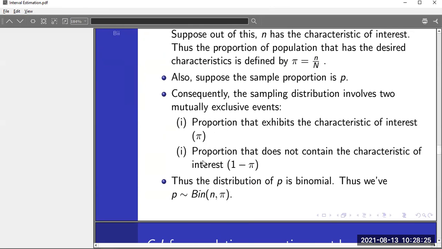Therefore, the distribution of p, which is the sample proportion, is binomial. So we have the distribution of p having binomial distribution with parameters n, which is the sample size, and pi, which is the proportion of the population with desired characteristics, as given here.